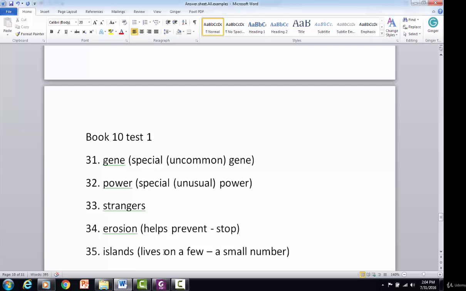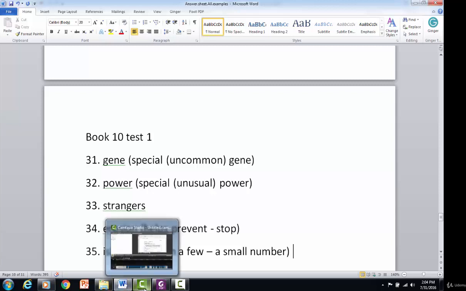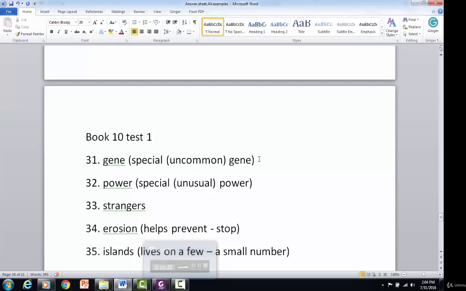So again, question by question, all they're doing is seeing whether you can understand synonym language, because that's what they're connecting the answer to. If you know that lives on a few is a synonym for a small number, you'll know that the answer is islands. Okay? Alright, so let's stop right here.